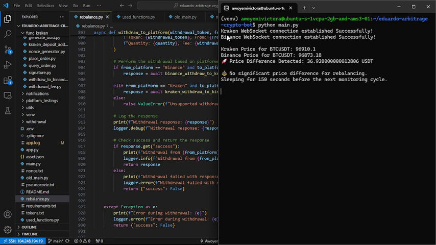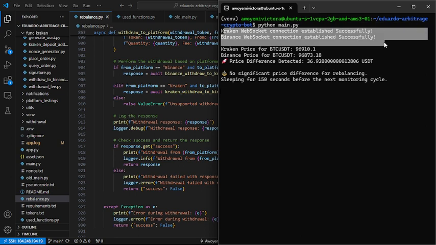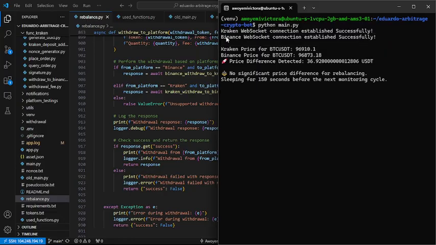Right now you can see the bot will automatically connect to the Kraken WebSocket and the Binance WebSocket. Currently the Kraken price for BTC/USDT is 96,910 and for Binance it is 96,873. So the price difference is 36 USDT. The threshold I set is 50, which means the bot can only trade when there is a minimum of 50 price difference between both exchanges.